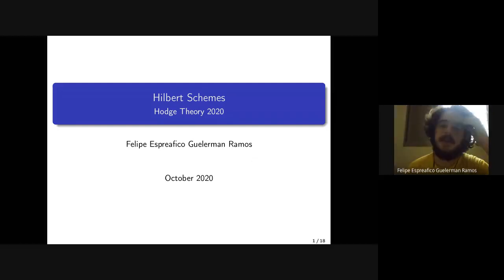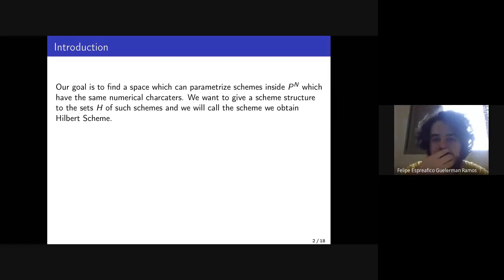Today we'll speak about Hilbert schemes that were used by Hussein in the main lecture some lectures ago. So now we are going to speak a bit about what are the ideas behind these schemes and some of the steps behind its construction. So what is the idea behind the Hilbert scheme?